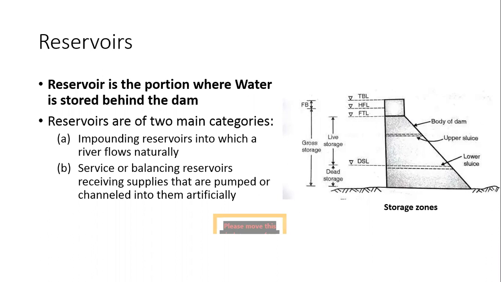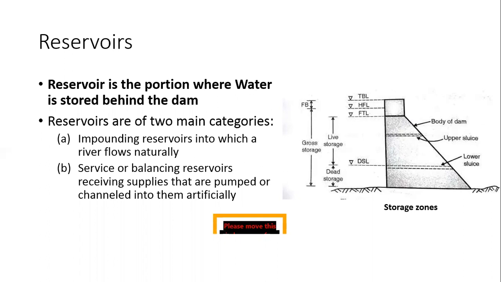Dam is a structure at the outlet of a reservoir to store water. Dam is kind of an impounding structure. But the water spread area behind the dam on the upstream side is the one which constitutes something called a reservoir. There are two major categories when it comes to a reservoir: impounding reservoir, and the other one is balancing reservoir. Impounding reservoirs are those into which a river flows naturally. Balancing reservoirs receive supplies that are pumped or channeled into them artificially.